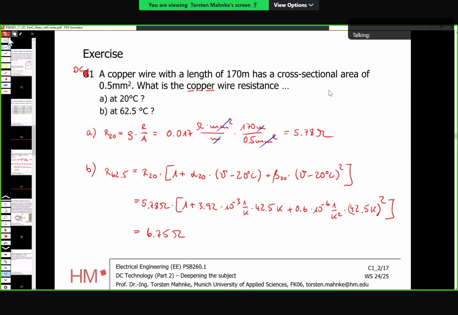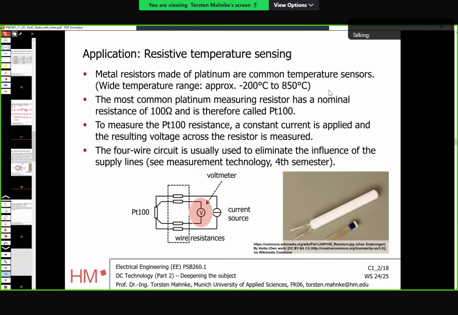When you know this equation, when you know the material of the resistor, when you know these parameters, then you know the temperature characteristic of that resistor, and you can use it as a sensor. Now, not all materials are very good for use as a sensor, but there's one material which is used very, very often, and that is platinum.